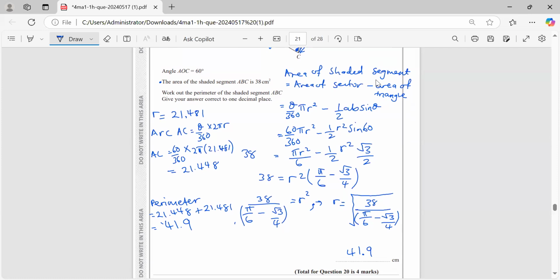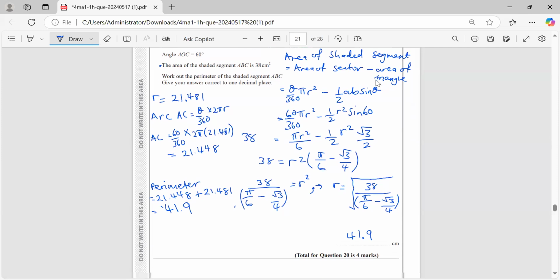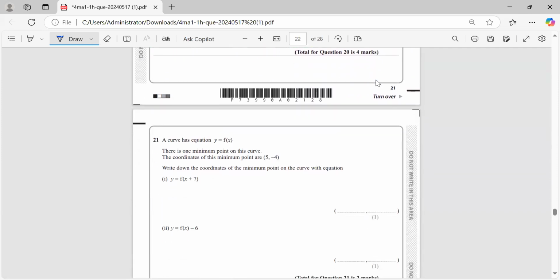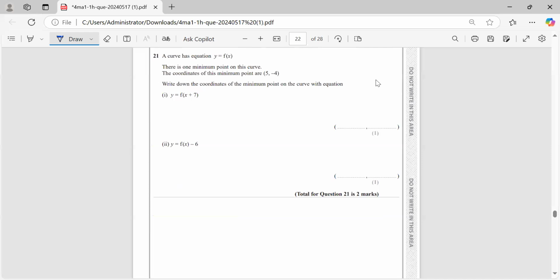41.9 centimeters. All right. Okay. Let's move on to question number 21.